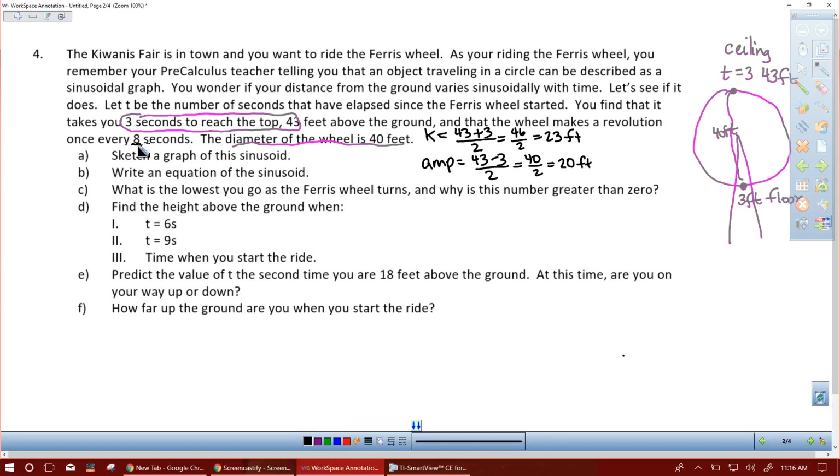The other piece of information that's pretty important is this 8 seconds. So I know that the period is 8 seconds. That means my tick mark spacing would have to be 8 divided by 4, so every 2 seconds I'll be able to plot points. I also know for writing equations that if my period is 8 seconds, then my b would be 2 pi over 8. I'm not going to worry about trying to reduce that. I'm just going to leave that as is.